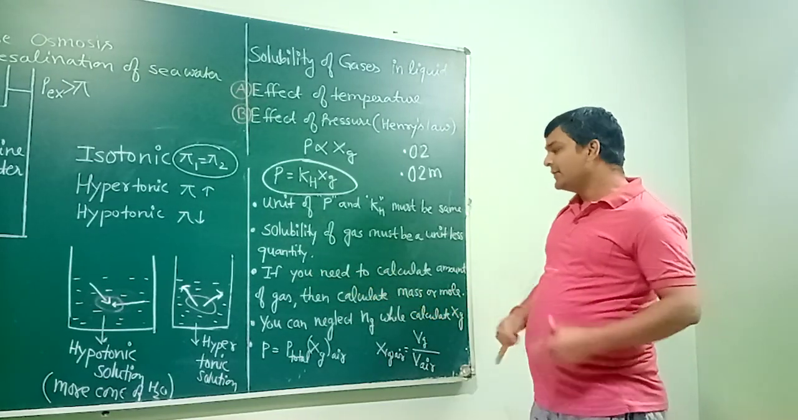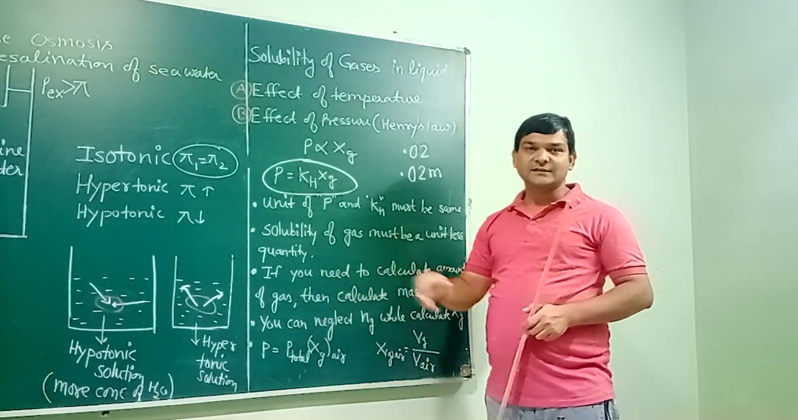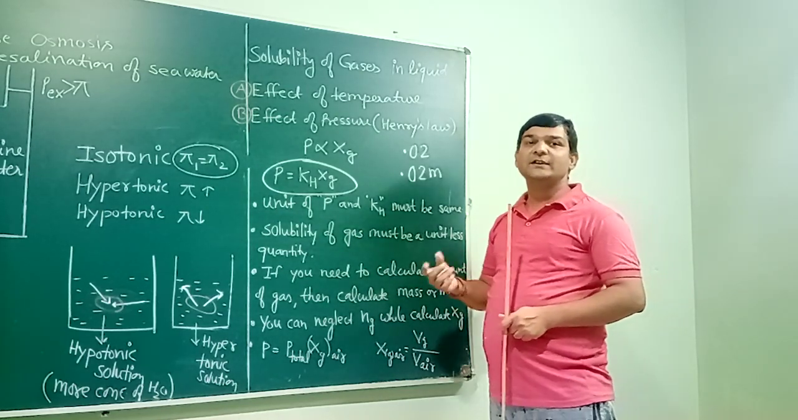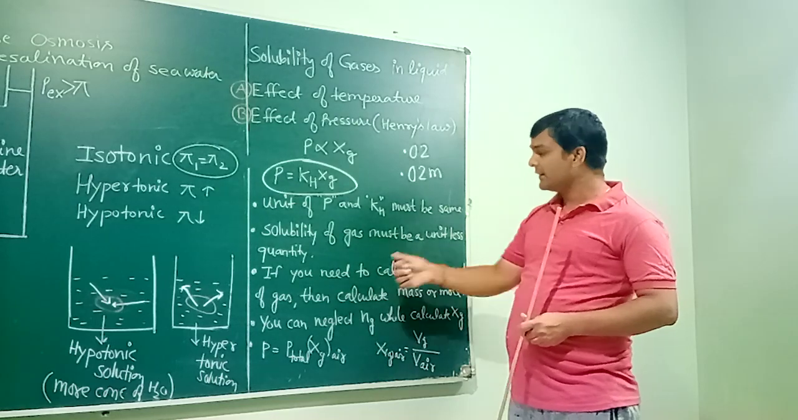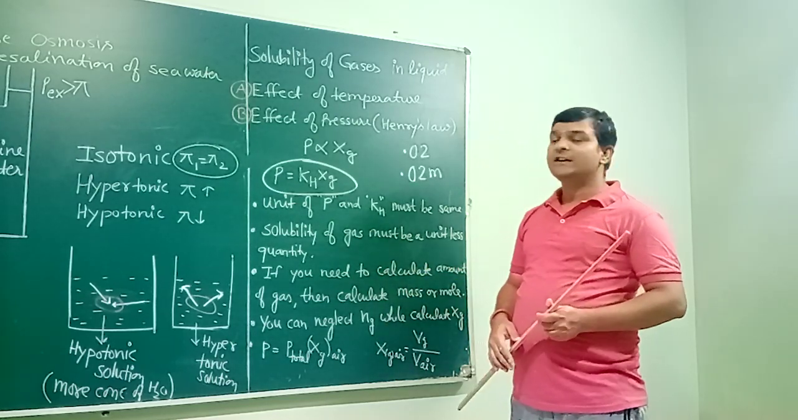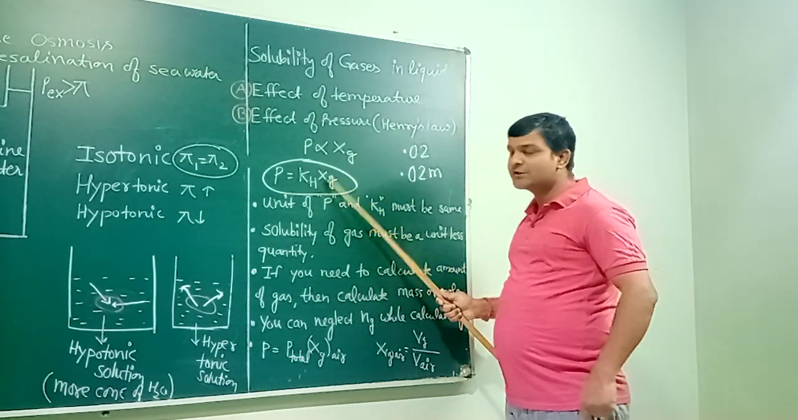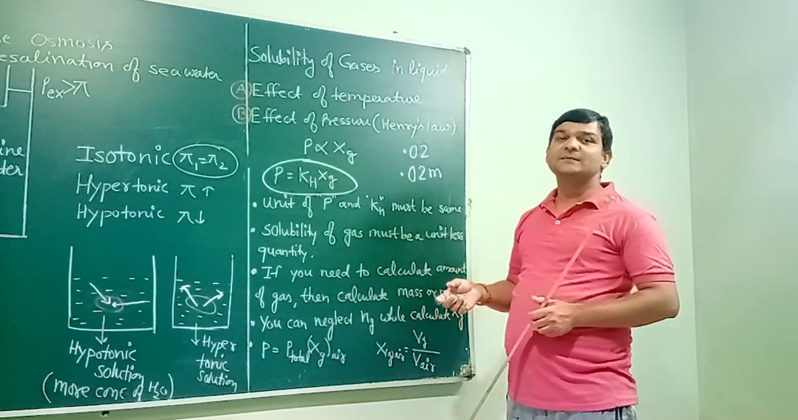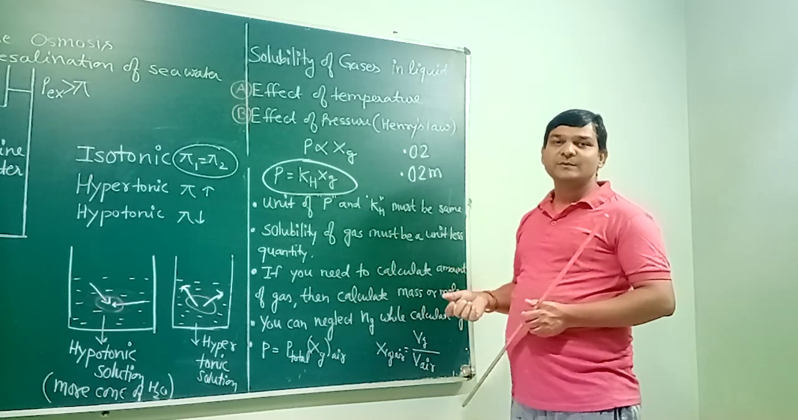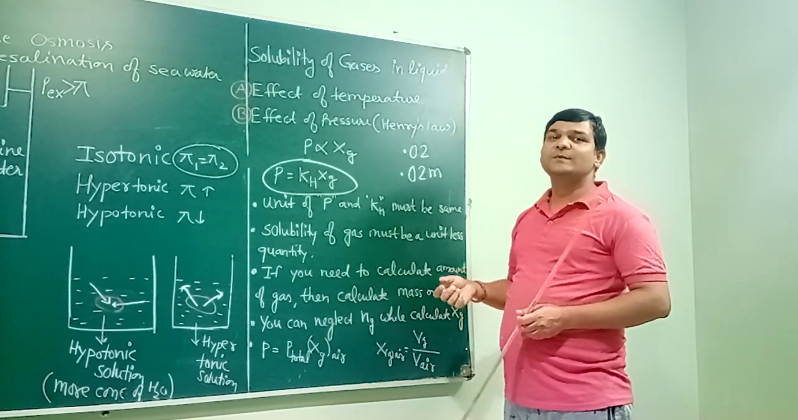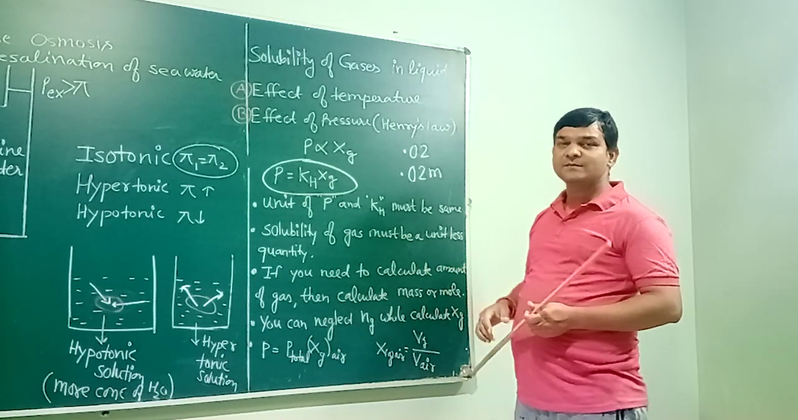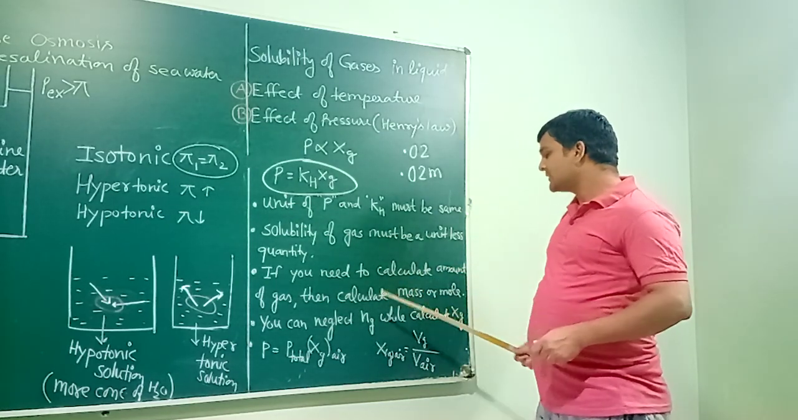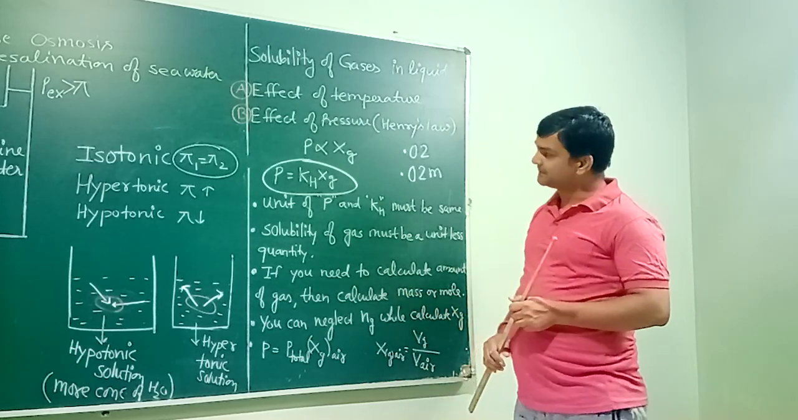Next point, if you need to calculate the amount of gas, in most questions you will be asked to calculate carbon dioxide in 500 milliliter of water. So if you need to calculate the amount of gas, it means you are not supposed to calculate mole fraction. Instead, you need to calculate either its moles or its mass. Remember, mole or mass should be the quantity. Mole fraction cannot be an amount. It is a concentration, but it is not an amount. So here you need to calculate either the mass or the moles of gas.